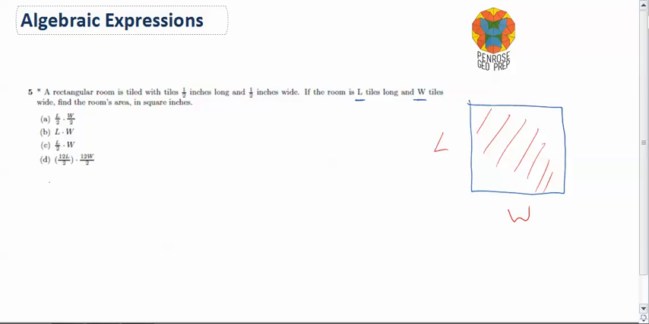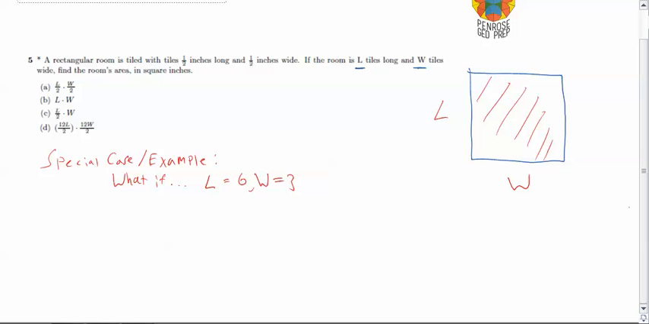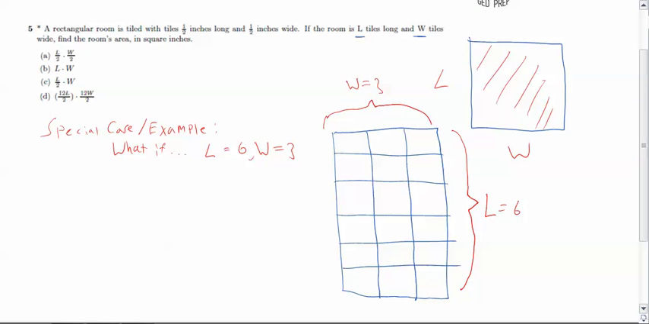Imagine, let's say, a special case or example. So what if we knew what L and W were? What if L was equal to 6 and W was equal to 3? Then the room might look something like this. So let's try to find the area of this room.